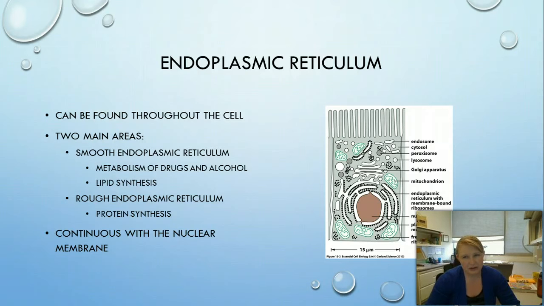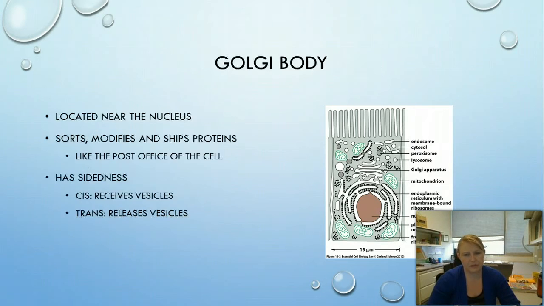Make sure you understand the role of these. We'll be revisiting the ER again in the next unit, or in the next chapter, because it's involved in cell communication, but make sure you understand the role of this endoplasmic reticulum. The next one is our Golgi body, and it's located near the nucleus, but it's not directly attached to the nucleus like the ER is. It's not directly attached to the ER, it's actually separate.